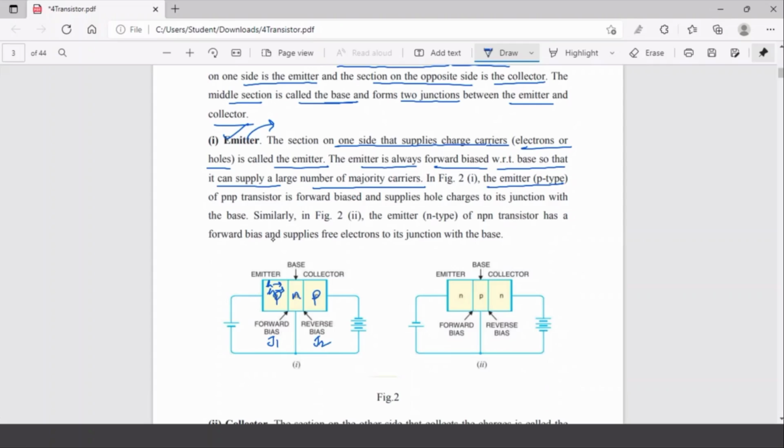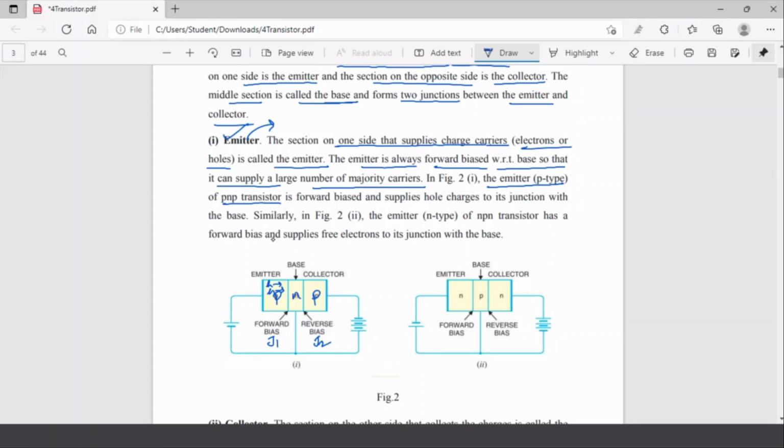Whenever that happens, we know forward bias means P is connected to the anode, which is connected to positive, and the cathode here is connected to negative. What will happen? These holes will be attracted towards this junction, and electrons will be attracted towards the junction here. So the holes will try to cross here, and electrons will try to cross in the opposite direction. So we say that this is a forward bias condition for a PNP transistor.